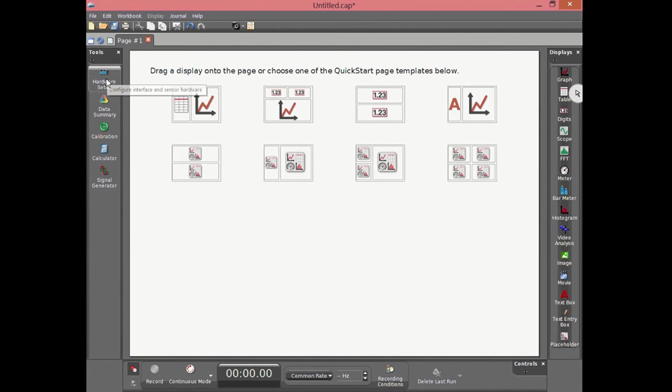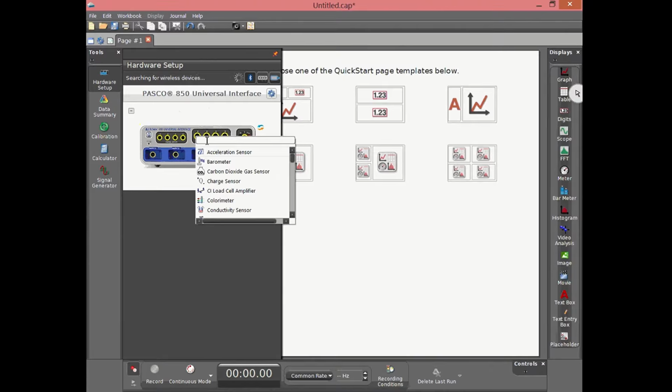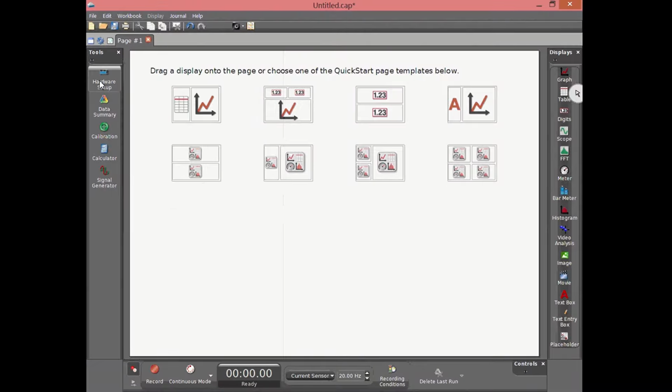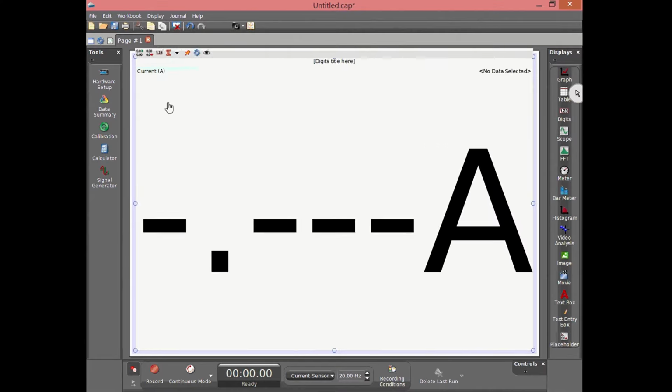Now, in part 1, we will measure currents. So we will add a current sensor to channel A. If you type C here, here is the current sensor. And then to display the reading of the sensor, we will use the digital display and select the measurement, set it to the current. And here you can see it is in amperes.